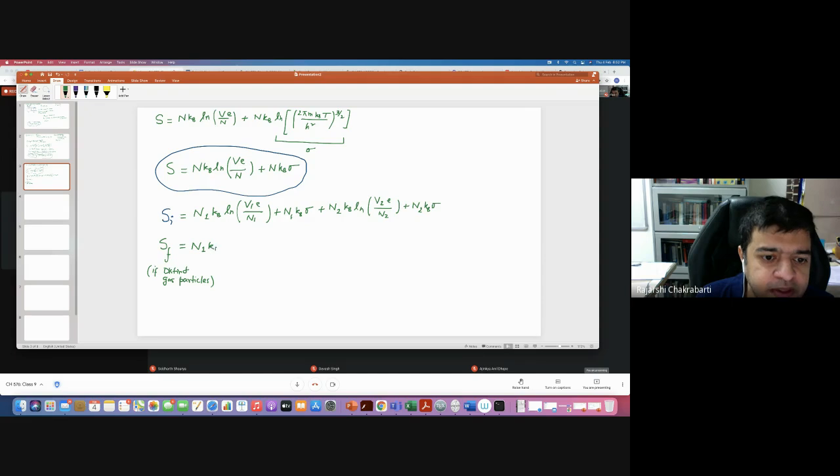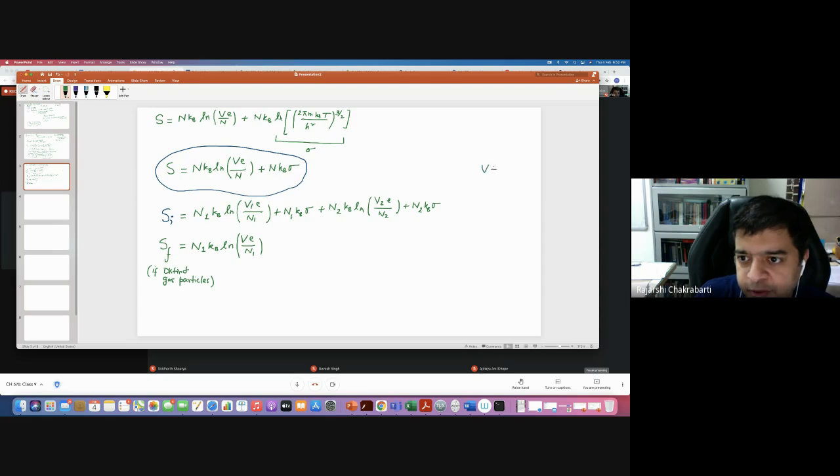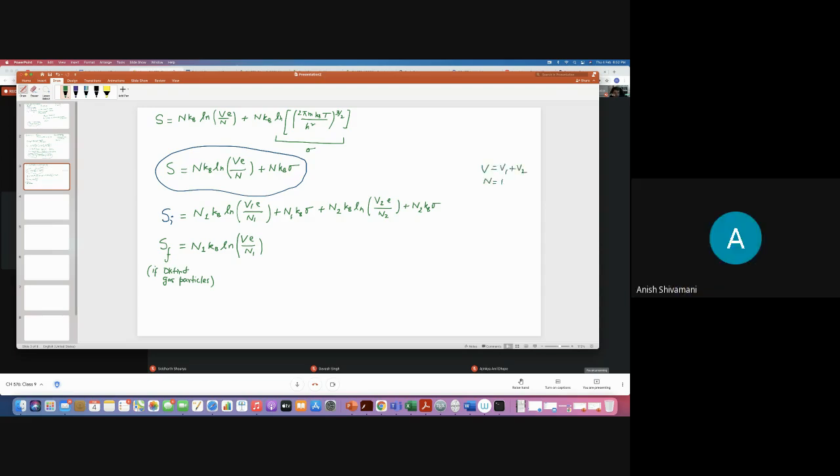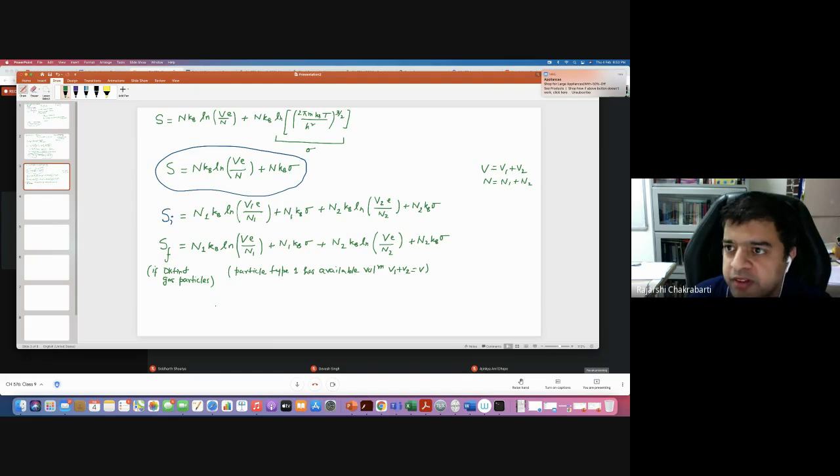So I'll write like N1 kb ln, instead of V1, what should I write? V1 plus V2, which is V. I don't want to write again and again, isn't it? Total volume. Yes, sir. What will be the next term? Okay. And here you assume that particle type 1 has volume V1 plus V2 is equal to V. That is the whole thing, isn't it? Anish, I hope you understand, and others.